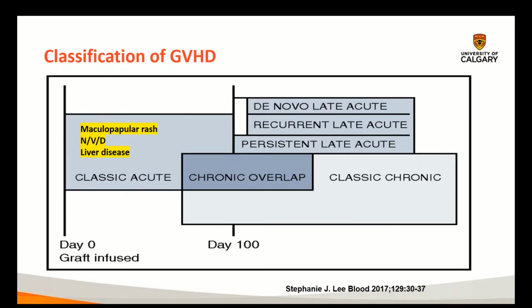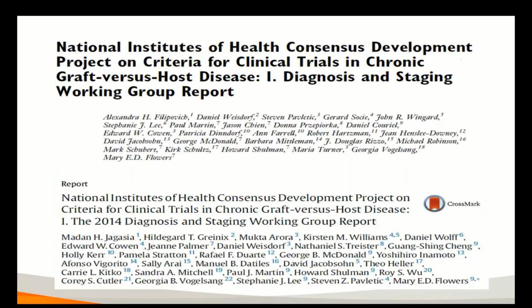But to diagnose chronic graft versus host disease, one must have a diagnostic manifestation of chronic graft versus host disease as outlined by the NIH consensus criteria. And I'll take you through that really briefly. So this paper is a very good read. This is the most recent as of right now diagnosis and staging working group report for chronic graft versus host disease. So it's highly recommended reading. Will help to really expand your understanding of chronic graft versus host disease.